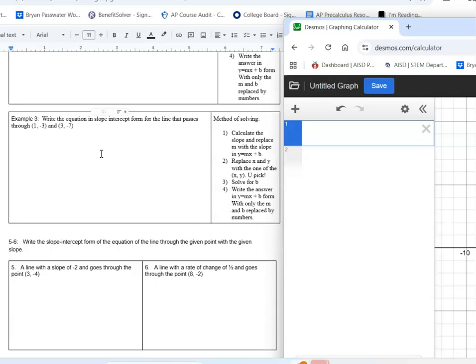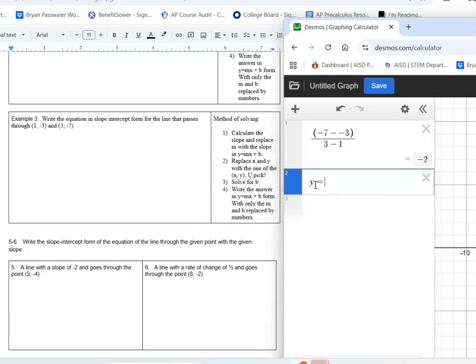3 comma negative 7. All right, so first up, we do parentheses negative 7 minus negative 3, over 3 minus 1, which is negative 2. So this has a slope of negative 2.